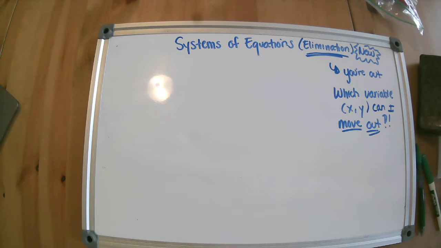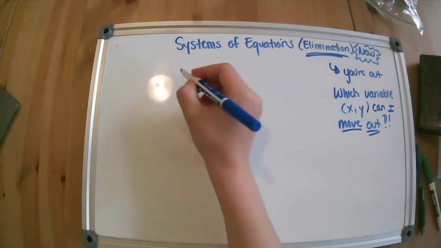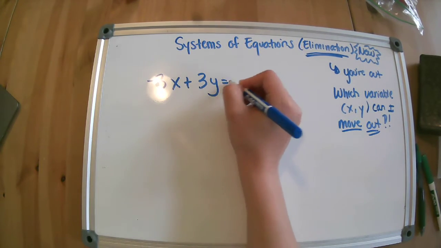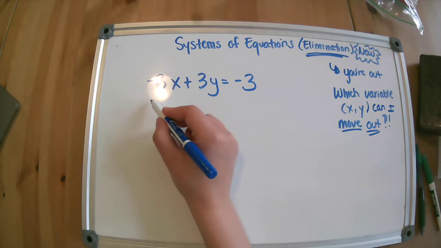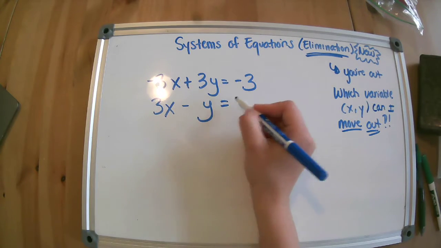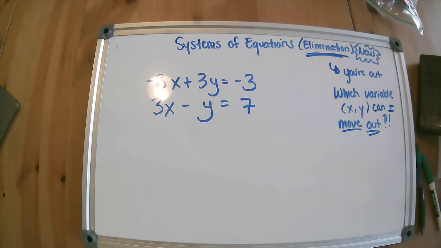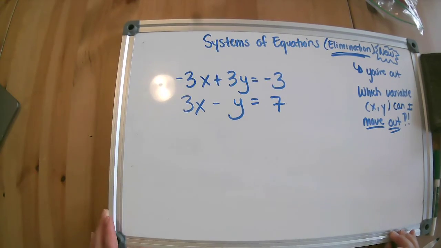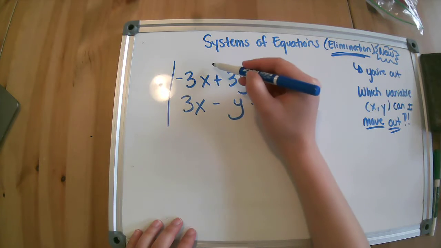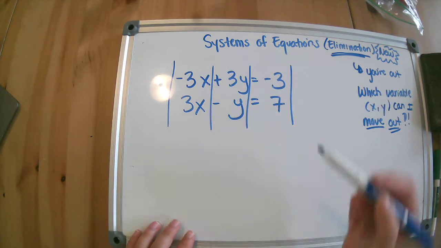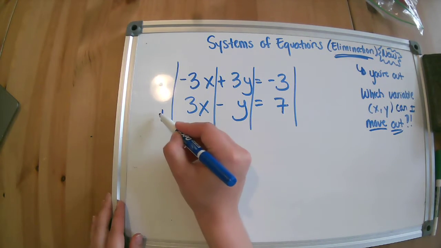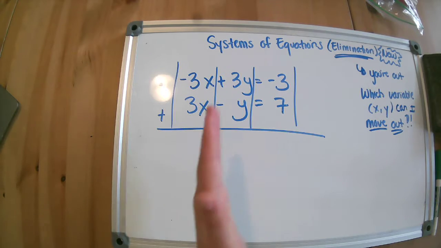All right, our next example is negative 3x plus 3y equals negative 3, and 3x minus y equals 7. As much as possible, you want to try to line everything up so that you can see it in kind of these rows, top and bottom, right? So that I could essentially do one of these to separate everything. Okay, so now that I've done that, I'm going to put a little plus here and a little line because I'm going to end up adding my columns.